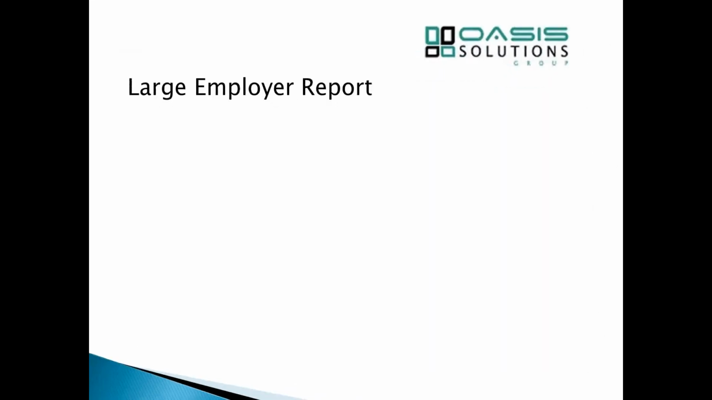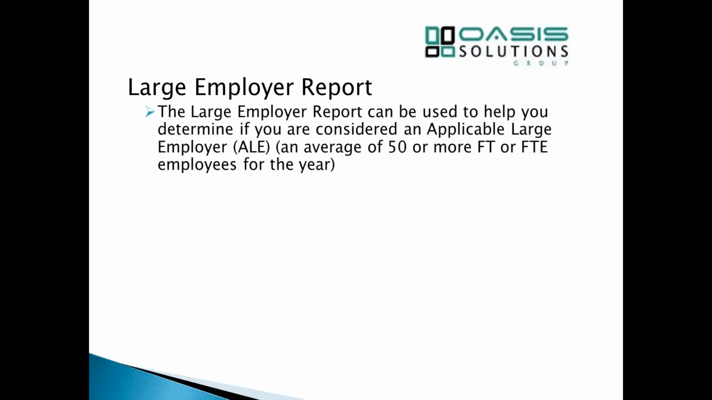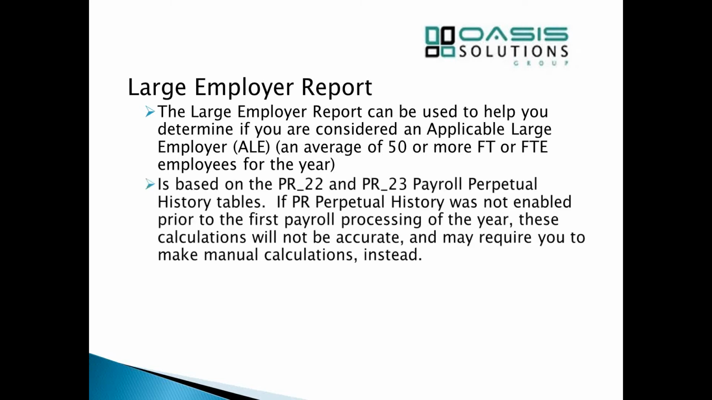So in Sage 100, they have provided the large employer report. And this report can be used to help you determine whether or not you are considered a large employer or an ALE. And remember, you have to have an average of 50 or more full-time and full-time equivalent employees for the year. It is based on the perpetual history tables PR_22 and PR_23.